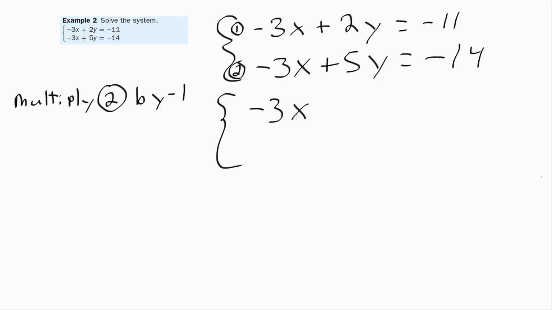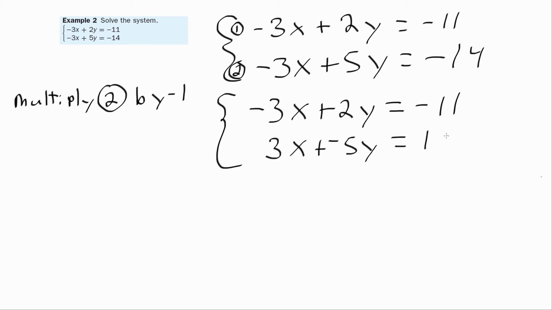I have a negative 3x plus 2y equals a negative 11. Negative 1 times a negative 3x is 3x. A negative 1 times 5y is a negative 5y. And a negative 1 times a negative 14, sorry, negative 1 times a negative 14 is 14.